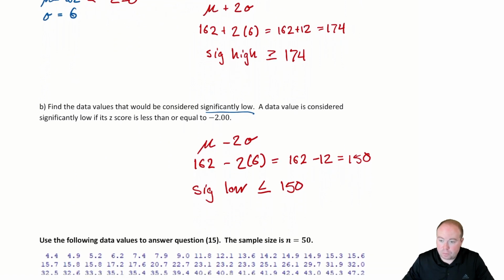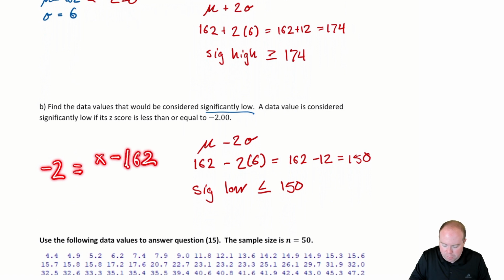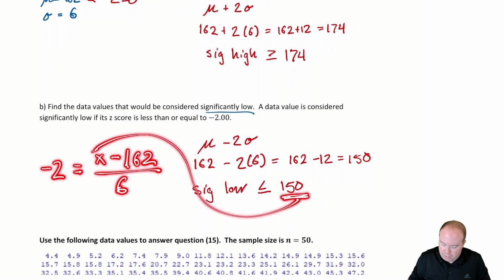So you could also do this, and I'm not going to write it here, I don't want to get in the weeds and overcomplicate it, but essentially you can also do this by setting the z-score for significantly low equal to minus 2. So minus 2 is equal to x minus the 162, the mean, divided by the sigma. Solve this, and it gives you that same 150 for your x.